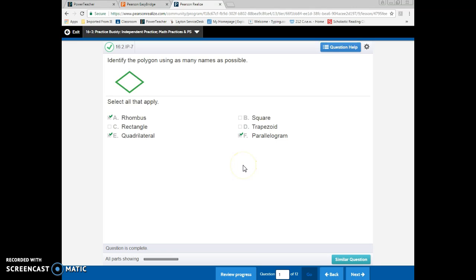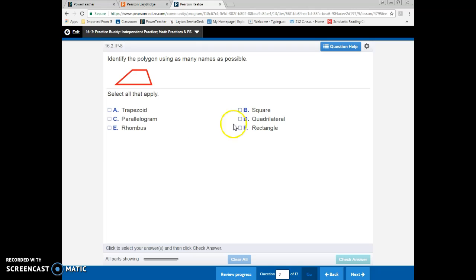And I'm telling you guys, it's going to be really tempting to just click your way through and go really fast. Really, to understand what a shape is, you have to go through and break it down. So if I'm looking at number 2 here, I want to select all that apply. Is it a trapezoid? Well, a trapezoid has 1 pair of parallel sides. This side and this side. Yes, it is a trapezoid.